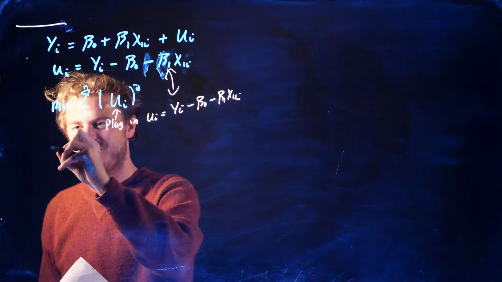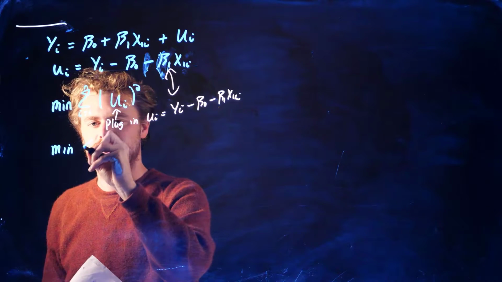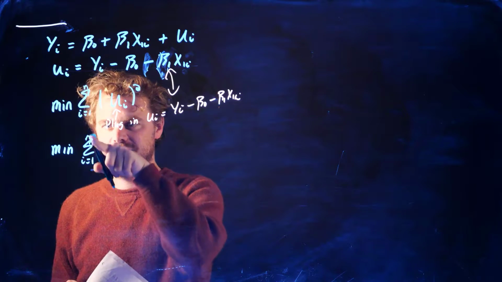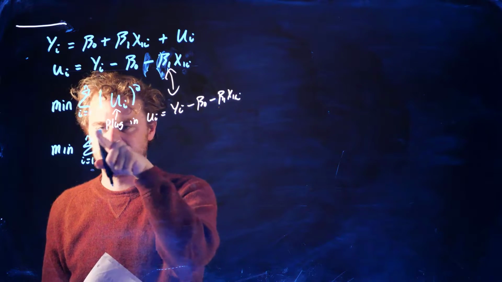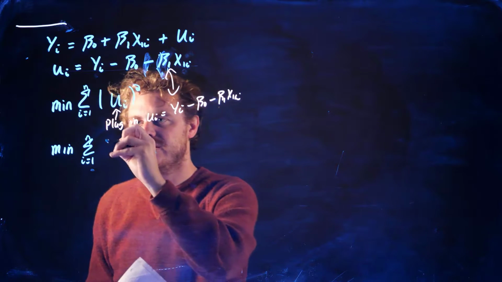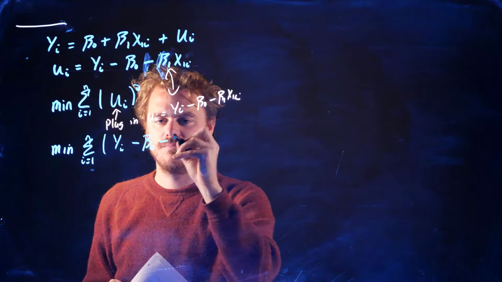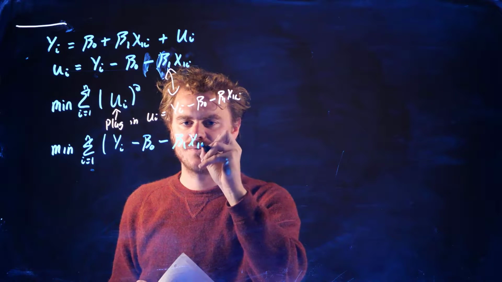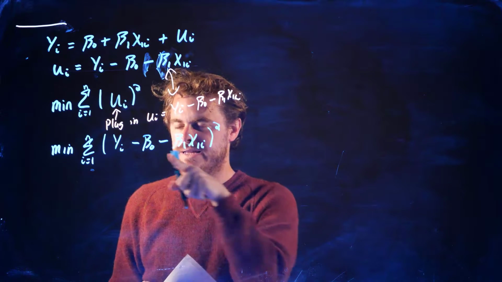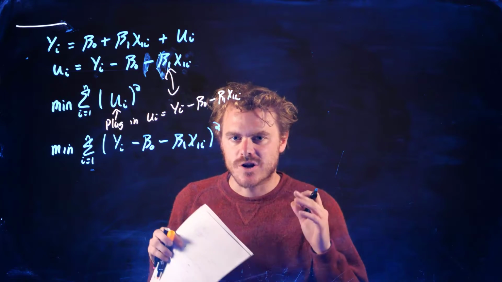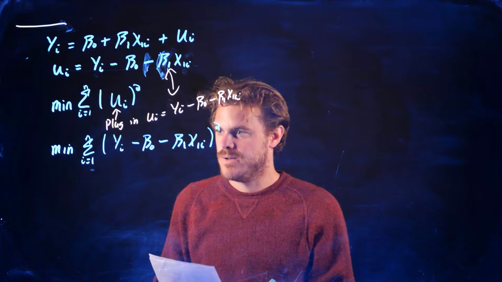Okay, so we're going to minimize the sum from i equals 1 to n, so this is our whole sample, our sample size is n, of (yi minus beta 0 minus beta 1 x1i) squared. We're just plugging that in there. And this is our least squares estimator.